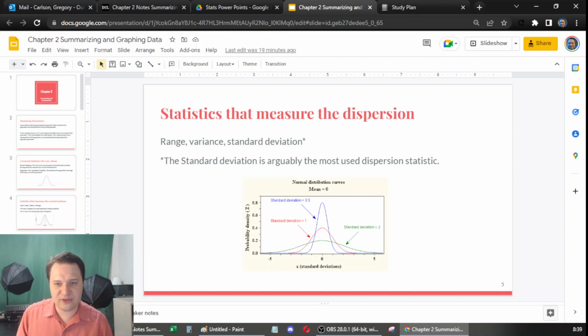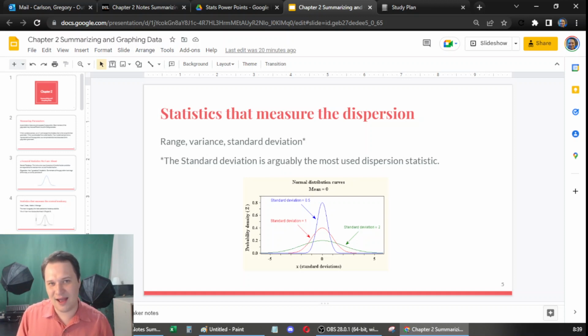And there's a couple statistics that measure the dispersion of data. Those are called the range, the variance, and the standard deviation. And the standard deviation is probably the most important dispersion statistic that we're going to look at. I would actually argue that the standard deviation is the most important statistic in all of statistics, and we're going to spend a lot of time studying it.